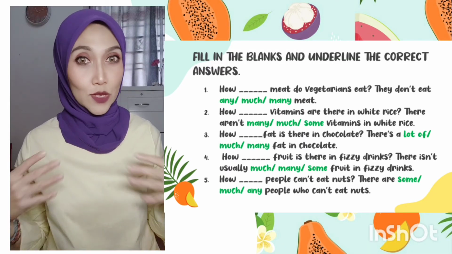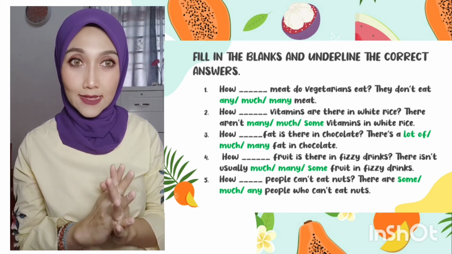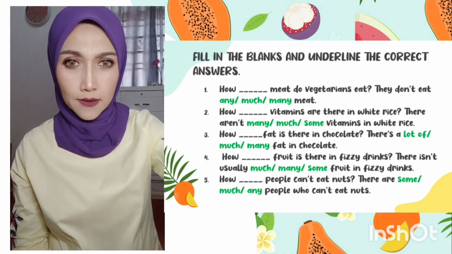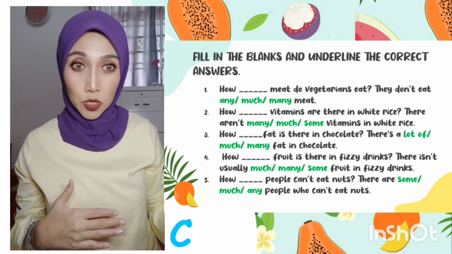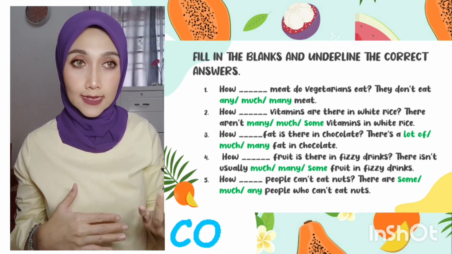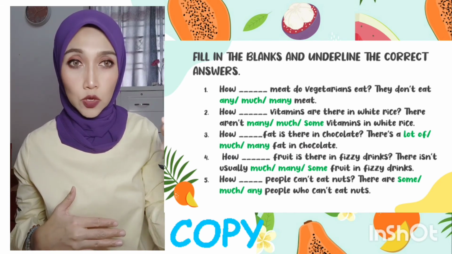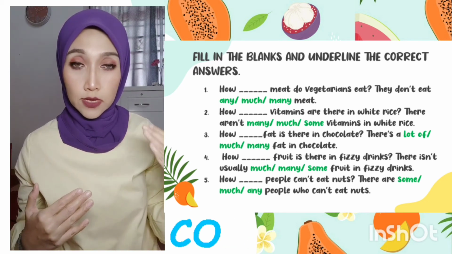Okay, now it's your turn to answer this. Fill in the blanks and underline the correct answer. It's very easy, don't worry. Just copy these 5 questions and fill in the blanks with the correct answer. You can underline and fill it in, or you can just underline. It's up to you, but make sure you choose the correct answer.